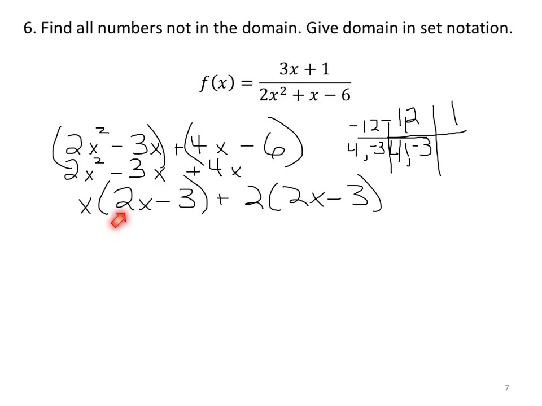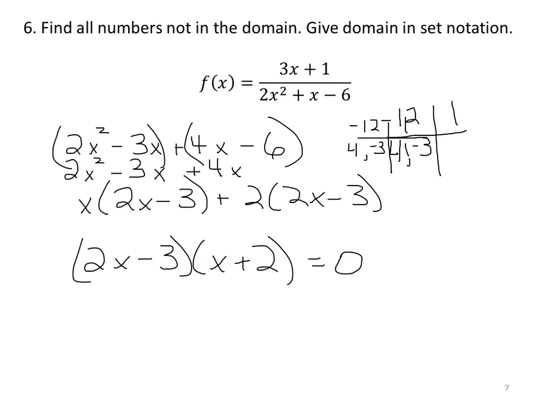So now we have 2x minus 3 as our greatest common factor, so we write that, and what's left is x plus 2. Okay, so that's our denominator factored out. We're going to set it equal to 0 and use the zero factor property, which means that 2x minus 3 equals 0 will show us what x cannot be, and then x plus 2 equals 0 will show us the other thing x cannot be.